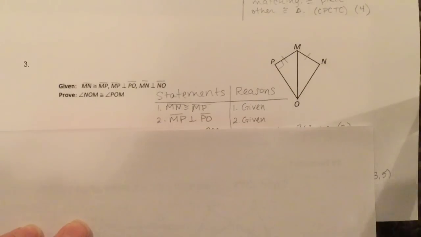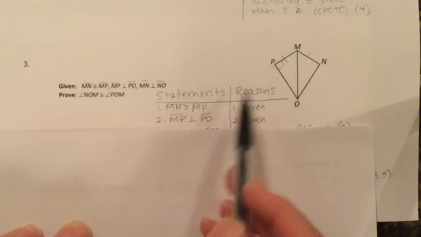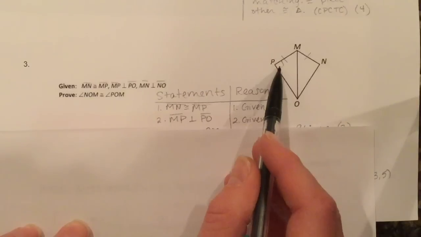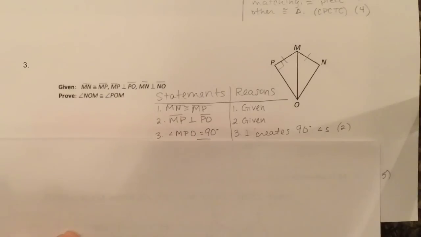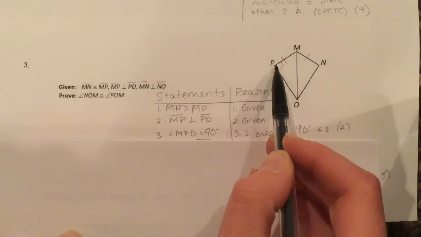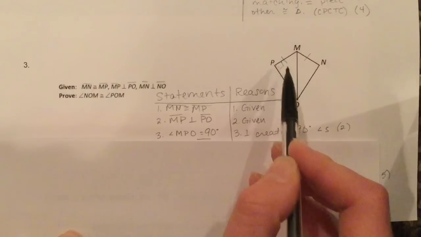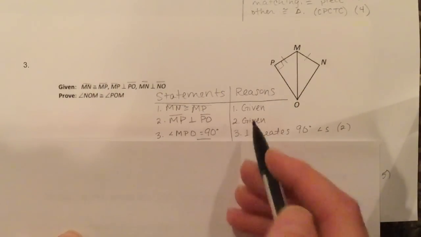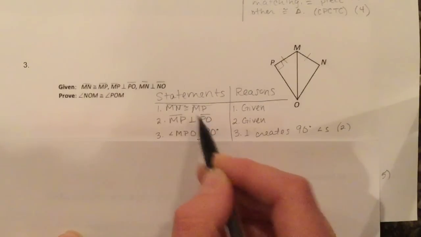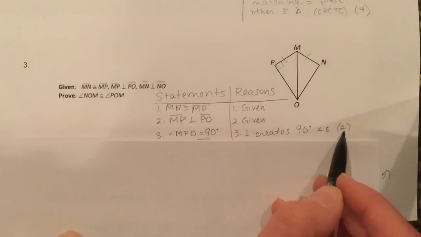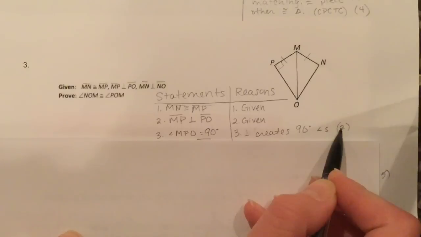That's another given. Sometimes I can do some things with a given besides just stating it, like marking it in the picture. I already marked in the picture what perpendicular means, but I need to write it out. So my next statement says that angle MPO, this angle right here, equals 90 degrees, because that's what perpendicular means. Perpendicular means it creates 90-degree angles. That's why I have this 2 right here. I got that from statement 2.